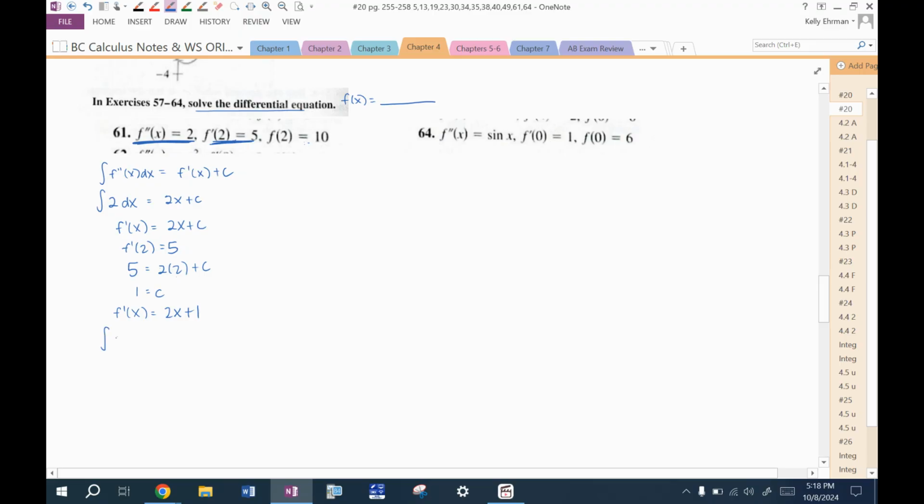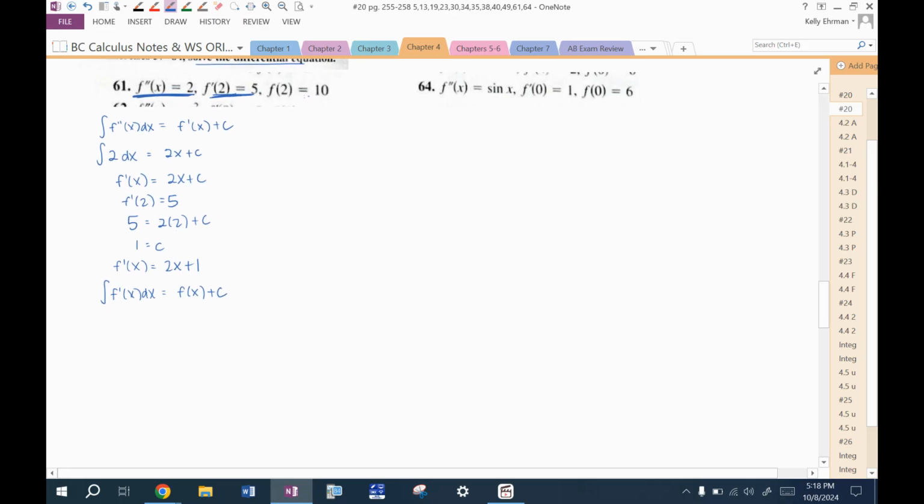So again, reminder, the integral of f prime of x dx is equal to f of x plus c, or maybe plus d or something. I guess I should probably use a different coefficient, but whatever, plus a constant. And so that means that I can integrate 2x plus 1. So if I do that, I get 2x squared over 2. So x squared plus x plus c. So that means that f of x is equal to x squared plus x plus c.